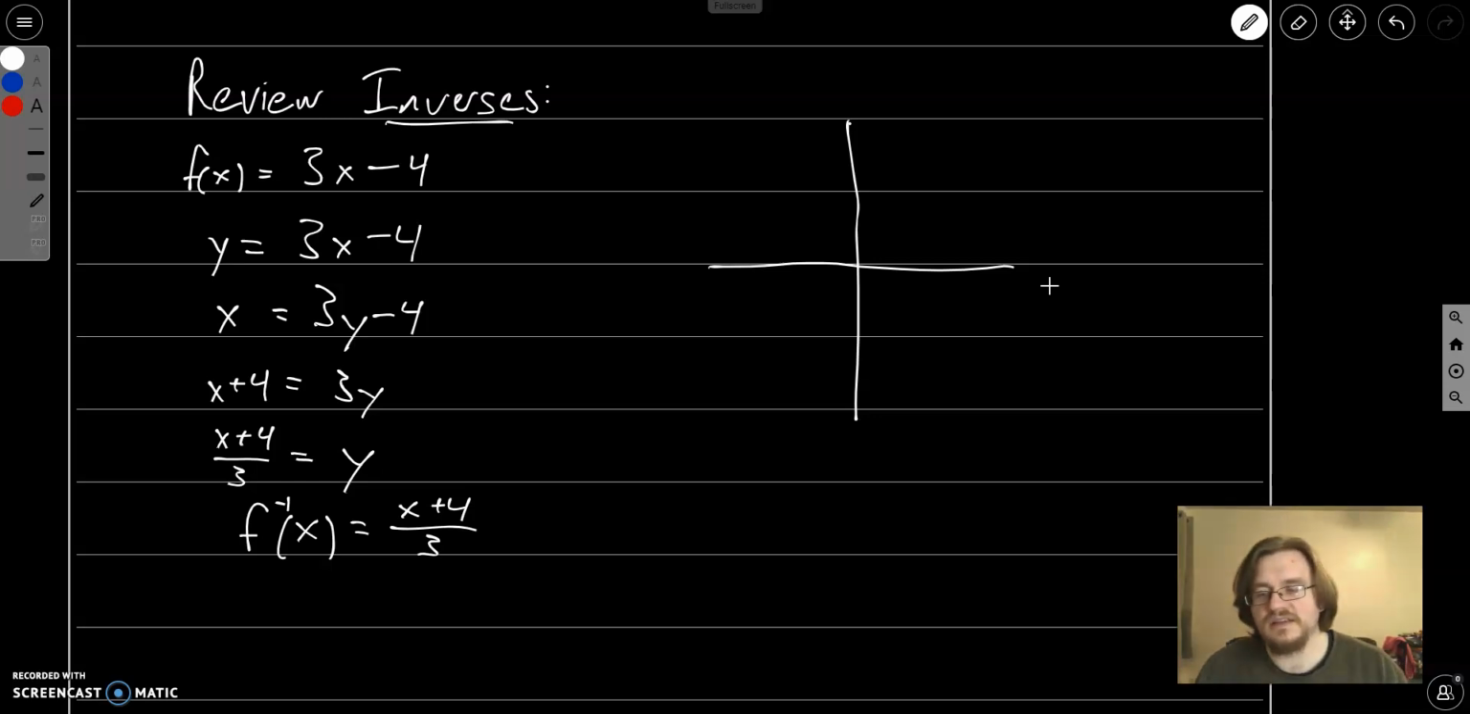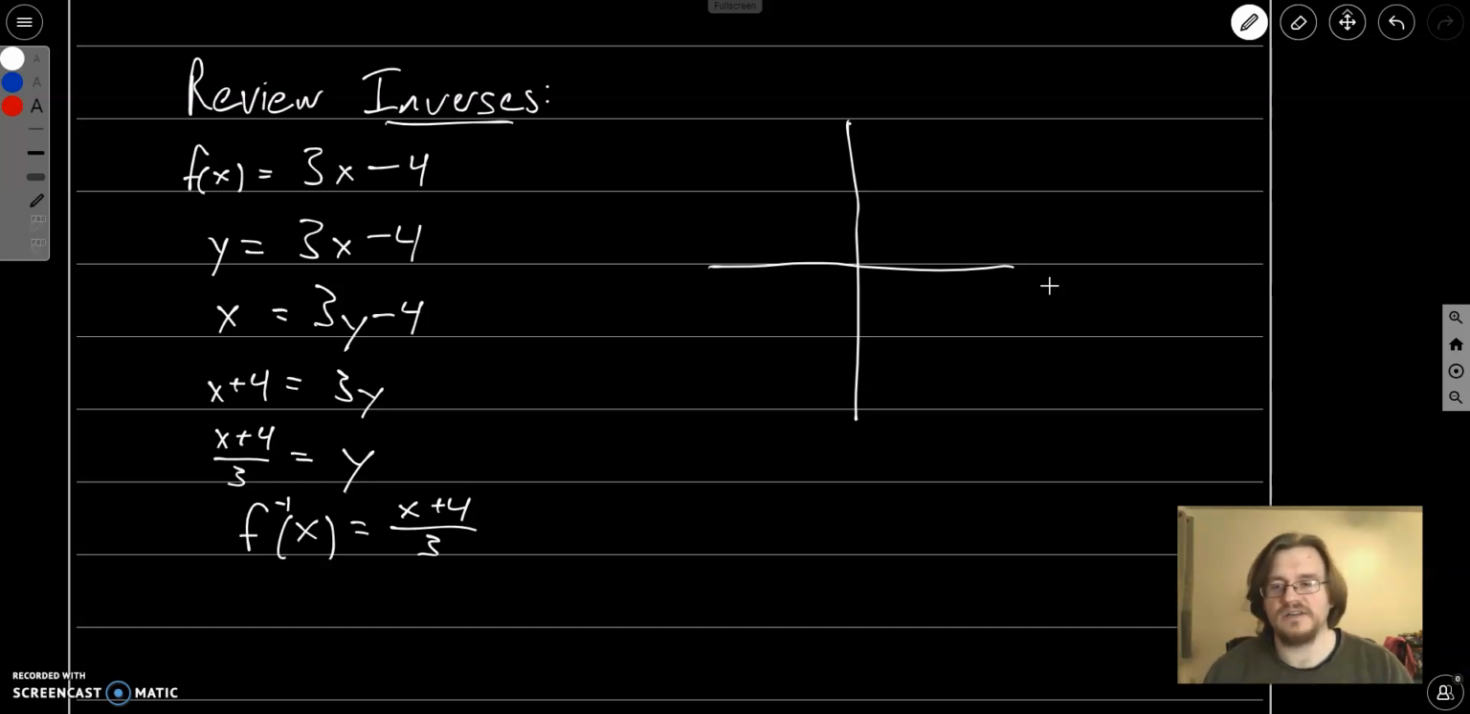And if we think about this function up here, what are we doing? We are taking x and we're multiplying by 3 and subtracting 4. Well, if we want to undo this, we undo it in reverse. We add 4 first, and then we divide by 3 to get back to where we started from.